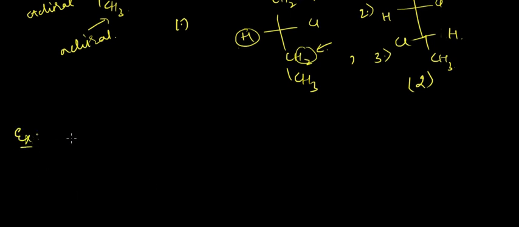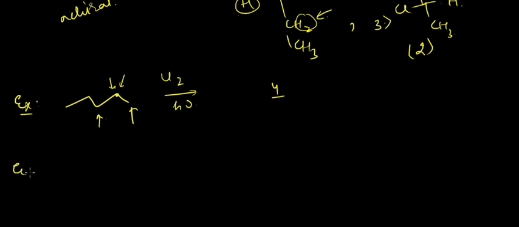Okay, let's look at another example. We have something like this, passing Cl2 in presence of HNO. How many products should be formed? One here, or rather one here, 2 and 3 here, and 4 here. Why 2 and 3 here? Because it will result into enantiomers.